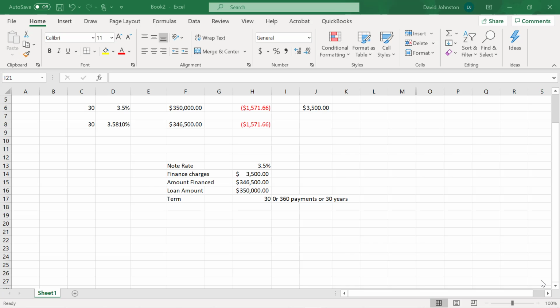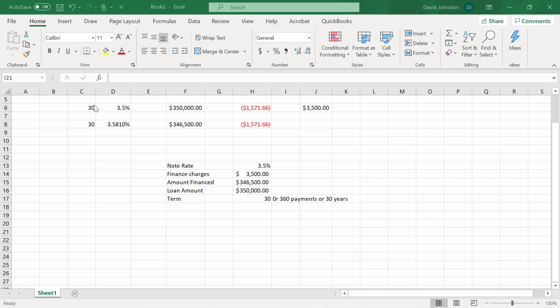Okay, here's a quick explanation of what an APR is and how it's calculated. What an annual percentage rate is, it reflects the total cost of financing calculated at an annual rate. In this scenario, we have a loan that has a note rate of 3.5%.